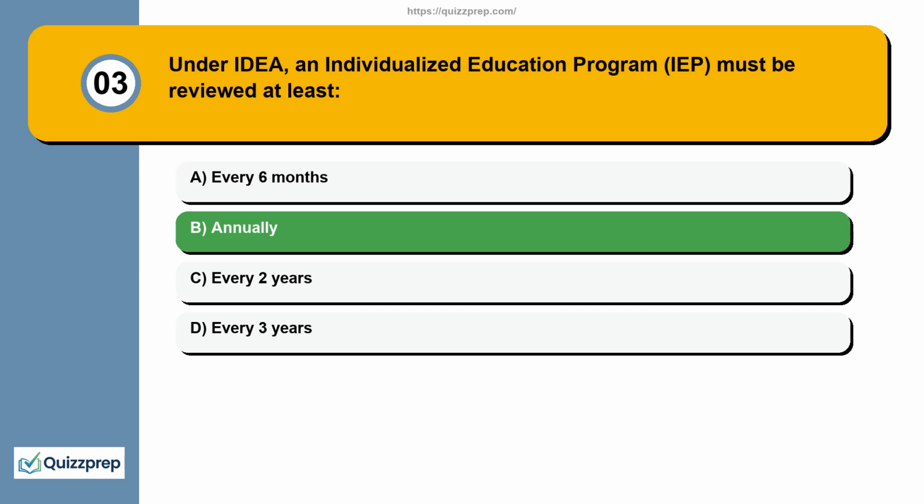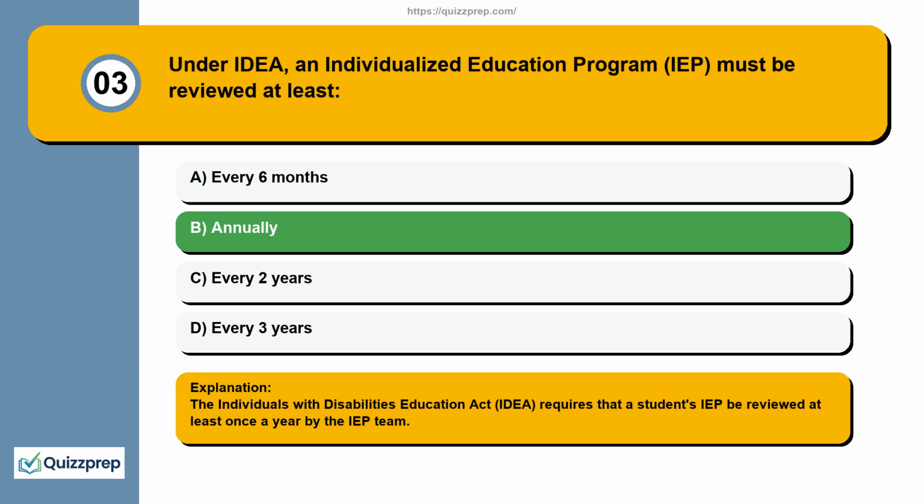The correct answer is option B. Annually. Explanation. The Individuals with Disabilities Education Act, IDEA, requires that a student's IEP be reviewed at least once a year by the IEP team.